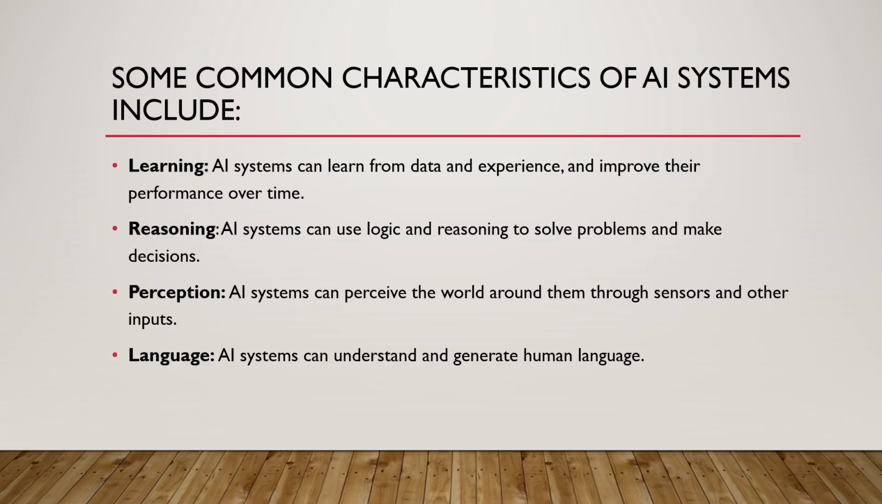The last one is language. AI systems can understand and generate human language. An example is ChatGPT; there are many LLM tools. We can type in English, French, German, or any Indian language, and it will give the result in that particular language. Whatever language you type, the system can recognize the language and the input and give the proper output. That is called language: a machine can understand any language and give the reply. So these are the common characteristics of AI systems: learning, reasoning, perception, and understanding different human languages.